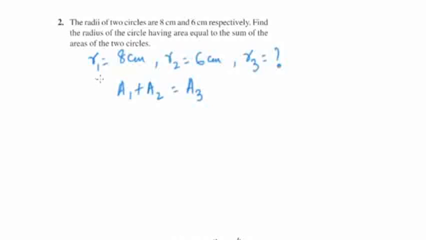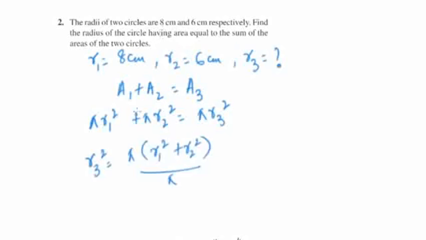Now let's take a1 as the area of the circle with radius r1, a2 as the area of the circle with radius r2, and a3 as the area of the circle with radius r3. So it will become pi r1 square plus pi r2 square equals pi r3 square. And from here we will get the value of r3 square, that is pi (r1 square plus r2 square) divided by pi, and pi divided by pi is basically 1.